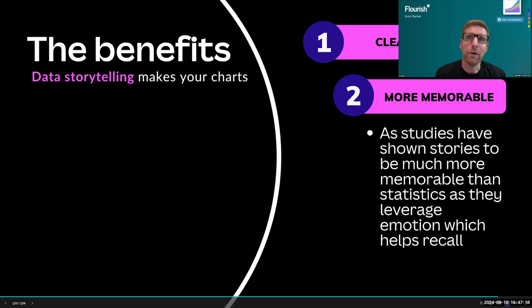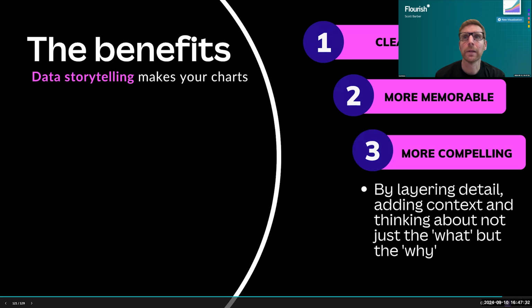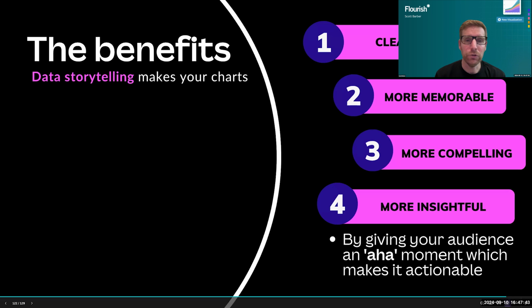And if you do that, it's going to make it more memorable. Once the user has got that hook, and as Cham was talking about, the emotional part of the story, they're much more likely to remember the insight that you want them to get to. It also makes it more compelling. You're not just putting some facts on the table, you're getting them involved and explaining not just the what, but the why. And you've got a more insightful package when you get that aha moment when people think, oh, right, okay, I immediately get what you're talking about there.